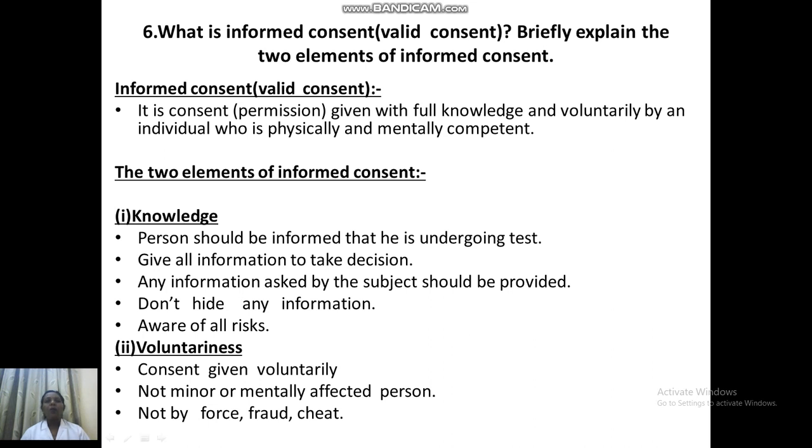Sixth question: what is informed consent or valid consent? Briefly explain the two elements of informed consent. Informed consent is consent, that is permission, given with full knowledge and voluntarily by an individual who is physically and mentally competent. The two elements of valid or informed consent are knowledge and voluntariness.